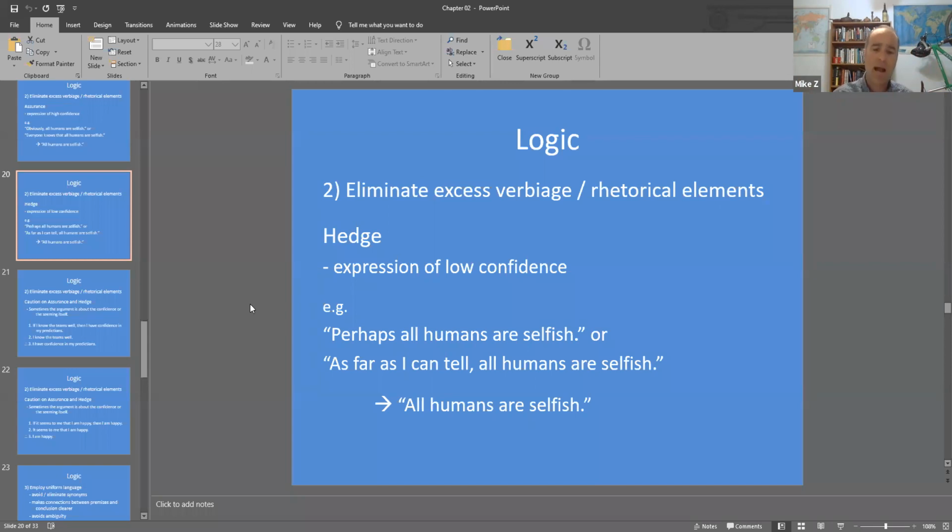The perhaps, or this business of, as far as I can tell, well, that doesn't have any logical meaning to it really at all. It's not what the core argument is really about. It's not one of the premises. You being able to tell something is not one of the premises. The premise is all humans are selfish. So again, we just strip it down to that basic statement.